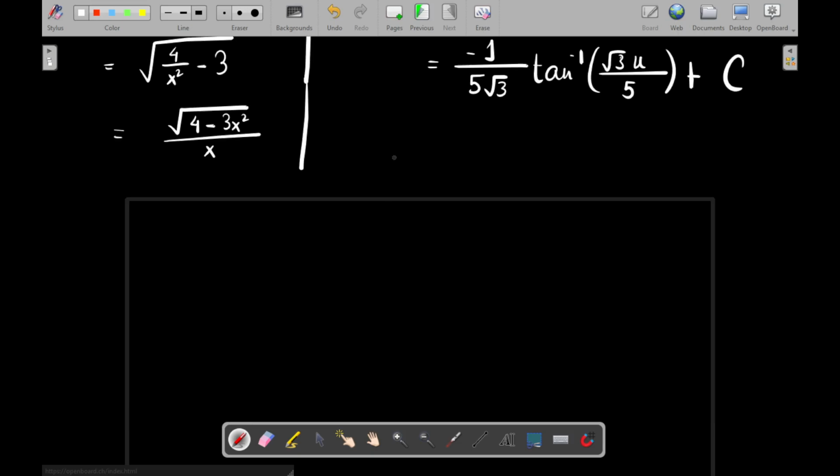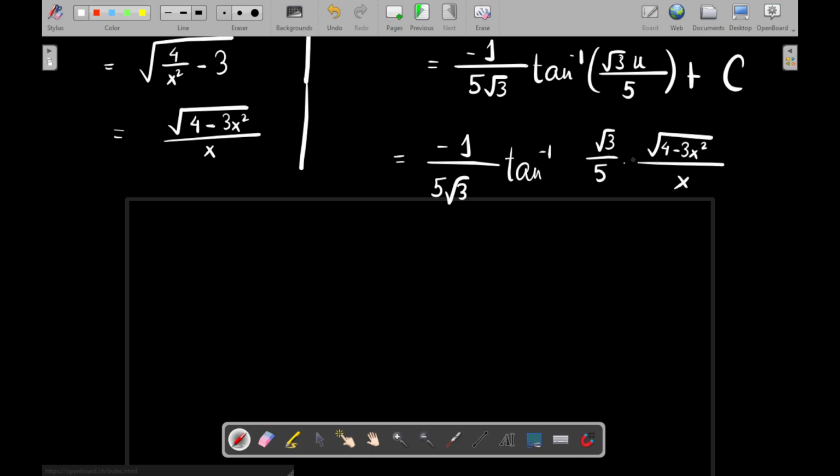So on changing this, we have minus 1 by 5 root 3 tan inverse of root 3 upon 5 times u, which is this, right? So this becomes square root of 4 minus 3x square upon x plus c. So this changes to minus 1 by 5 root 3 tan inverse.